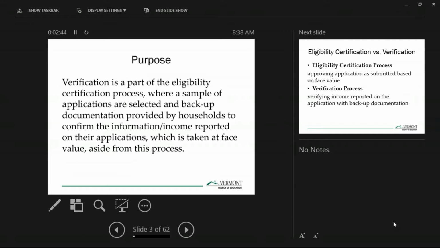The purpose of the verification process is that it's a piece of the overall eligibility certification process. It's where a sample of applications are selected and the household provides backup documentation to validate or certify or verify the income or the information that they reported on their applications, which is typically taken at face value.